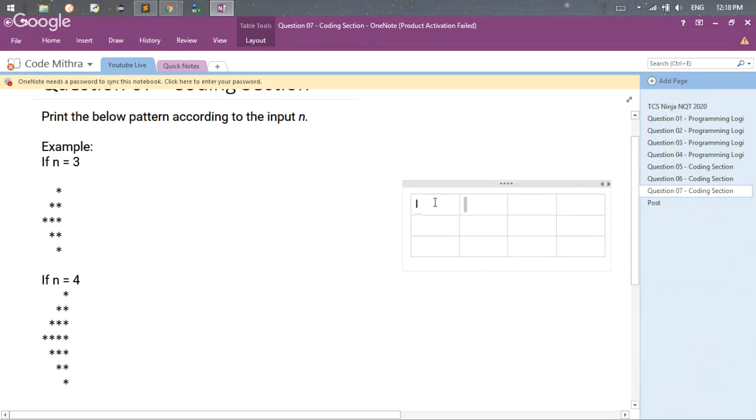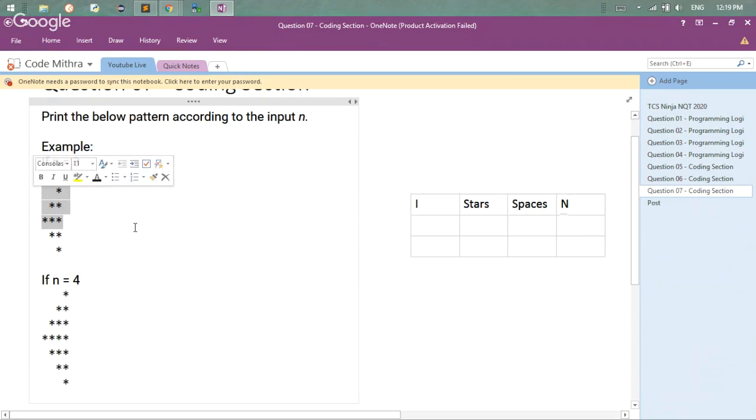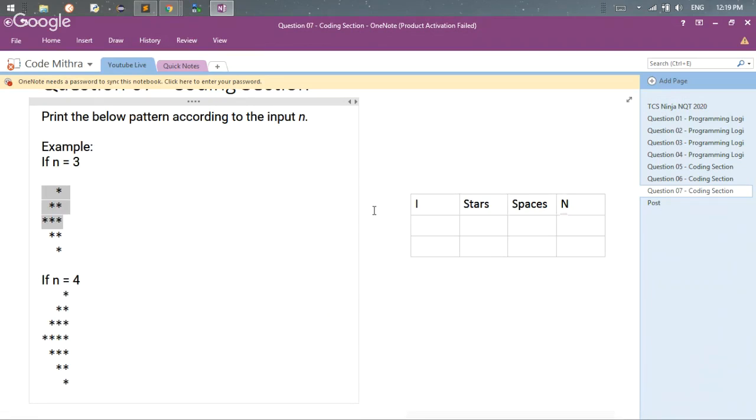So again, I'm going to be speaking about i, stars, spaces, and then n. If you observe this particular code, I'll explain it again, don't worry. Already we have printed this entire stuff, the first part of this particular pattern. Now the whole idea is, can we leverage that? Can we make use of the same logic? The answer is yes, you can make use of the same logic, but let's do it again just for your practice.